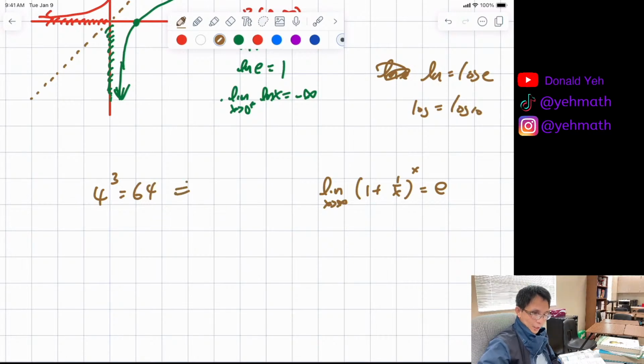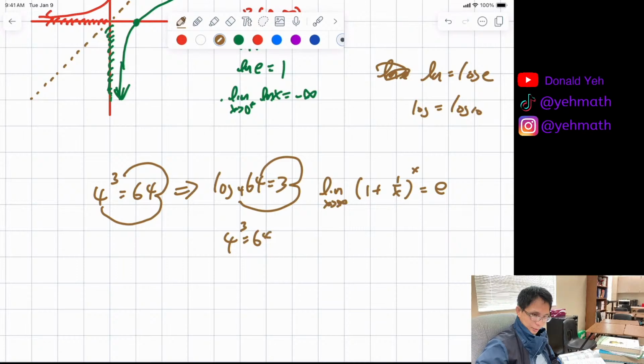Did you convert to logarithm? So log base 4 of 64 is equal to 3. So draw a sideways heart, and that's how you do it. You can draw a sideways heart again: 4 to the third is equal to 64.